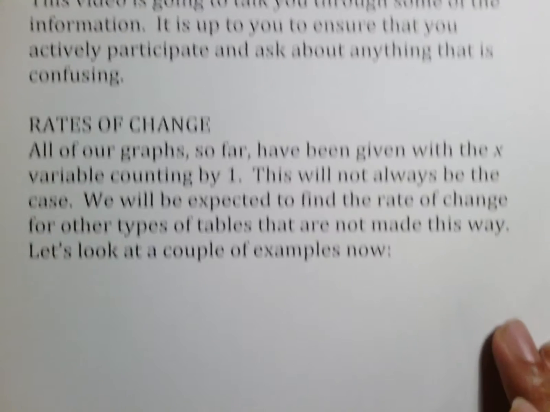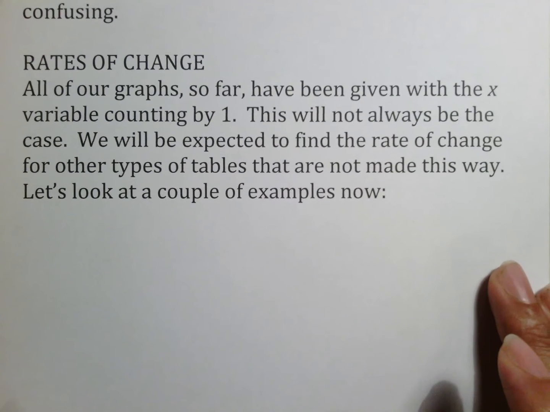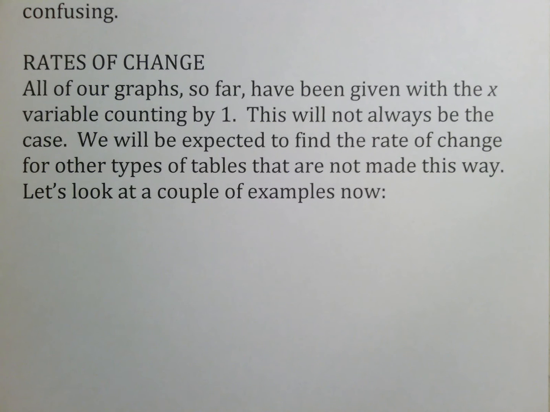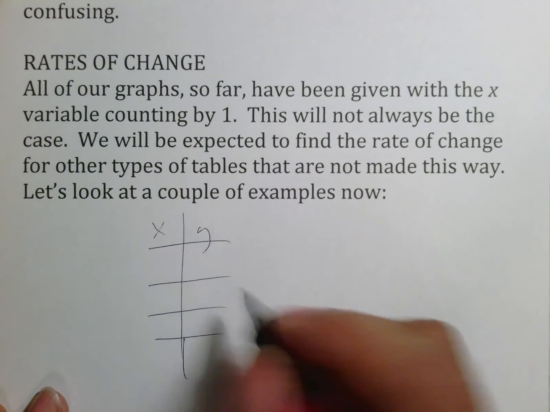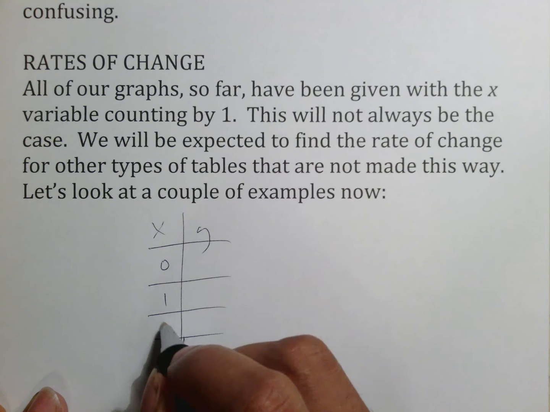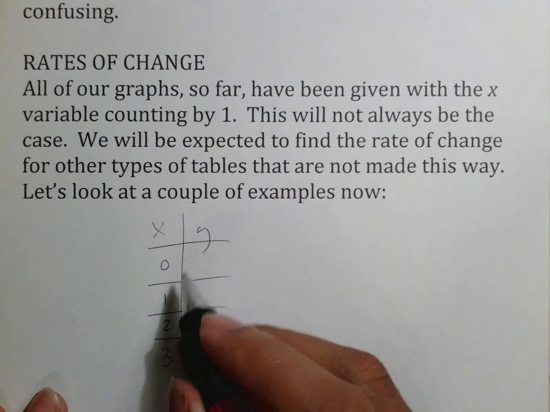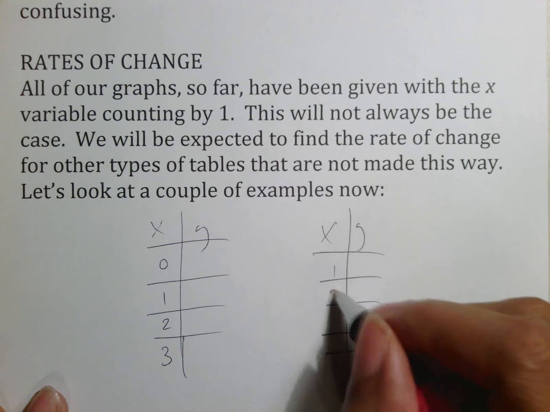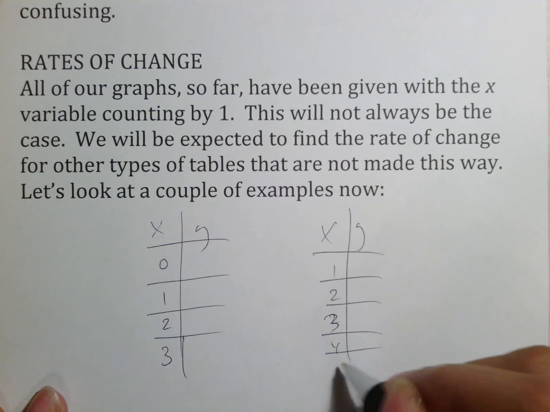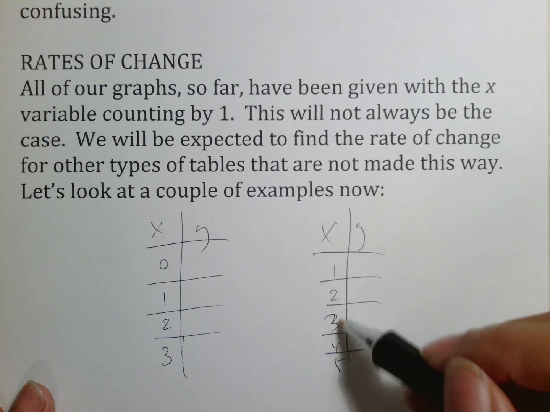In terms of one thing that we're talking about is rates of change, which we've seen. All of our graphs so far have been given with the x variable counting by 1. This will not always be the case. We'll be expected to find the rate of change for other types of tables that are not made this way. So what I mean by that is, and this isn't the example you need to write if you're writing anything, is that we've seen things where our graphs always go from 0 to 3, or from 1 to 3 to 4 to 5, and everything is consecutive.